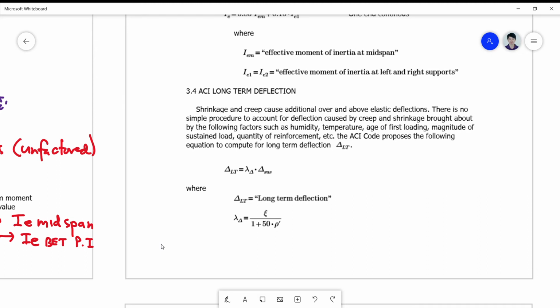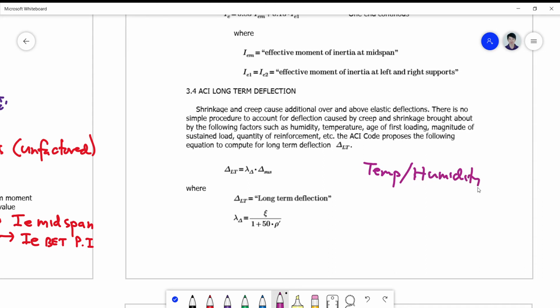a mixture of two or three influencing factors like temperature, humidity, and sustained loadings. Okay, which is brought about by what you call the secondary deflection due to shrinkage and creep. Okay, so when we are talking of temperature and humidity, temperature and the moisture or humidity, we are actually concerned with shrinkage deflection.